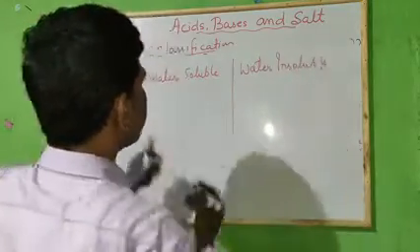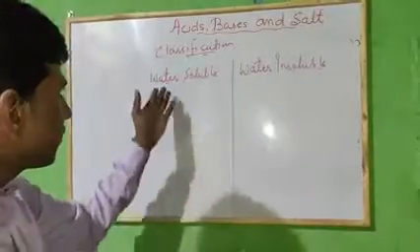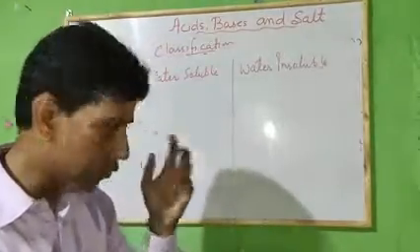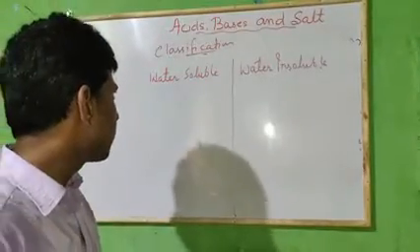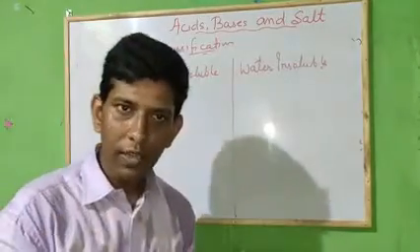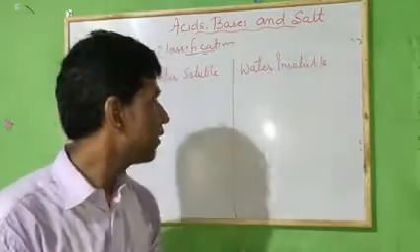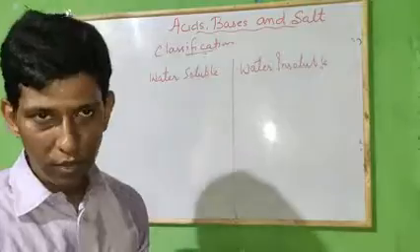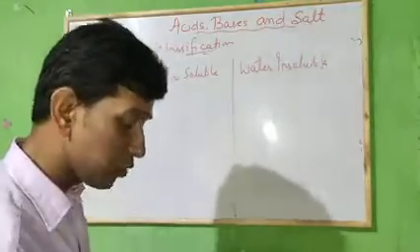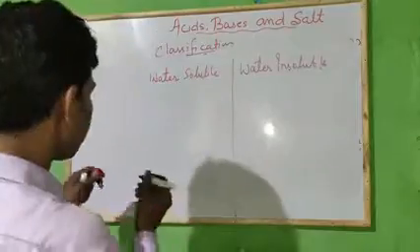Water insoluble. It is clear to all of you that water soluble means when you put this base in water, it easily dissolves in water, and some bases are there which are not soluble in water. So you have to know which bases dissolve in water. Many examples are there.